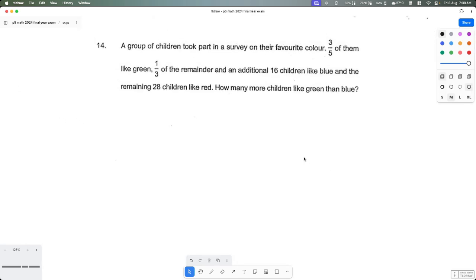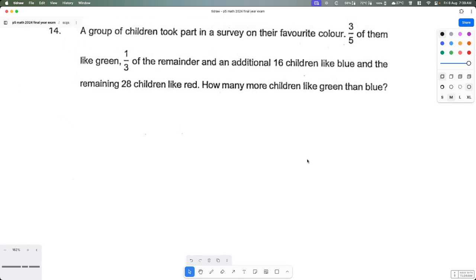Question number 14. A group of children took part in a survey on their favorite color. Three-fifths of them like green, and one-third of the remainder, an additional 16 children, like blue, and the remaining 28 children like red. How many more children like green than blue? So I want to find the difference between green and blue.